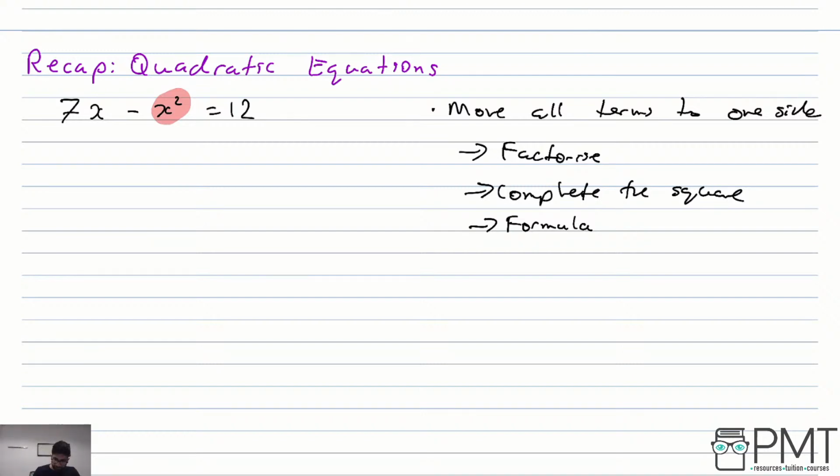We are going to take all the terms to one side. So I'm going to move them to the right, or add x squared, take away 7x. So this is going to be x squared minus 7x plus 12. Yep, so this is the first step. We make one side equal to 0.